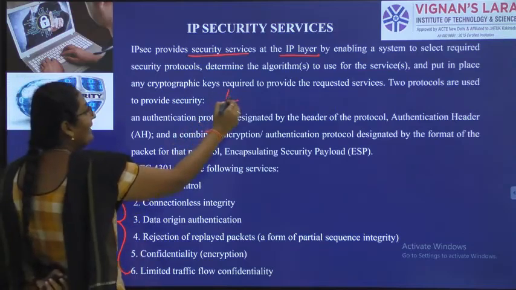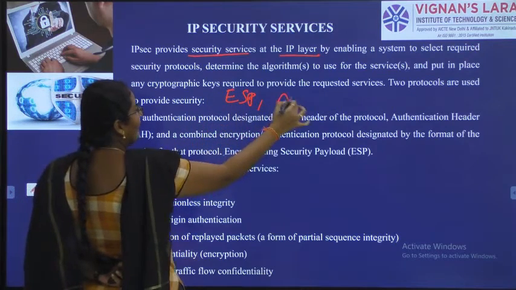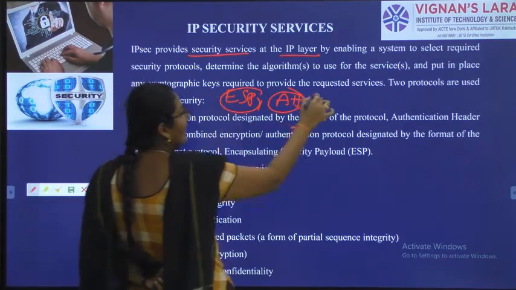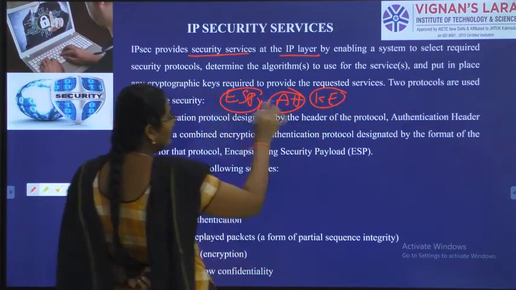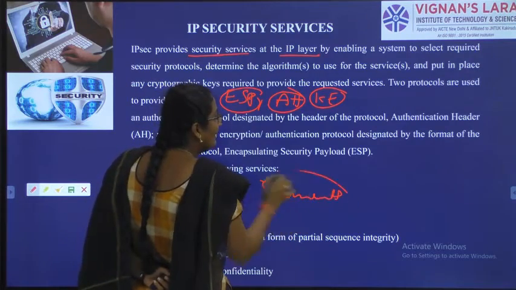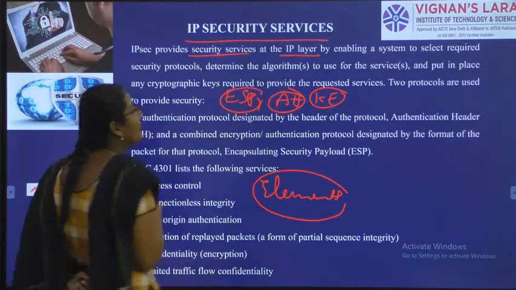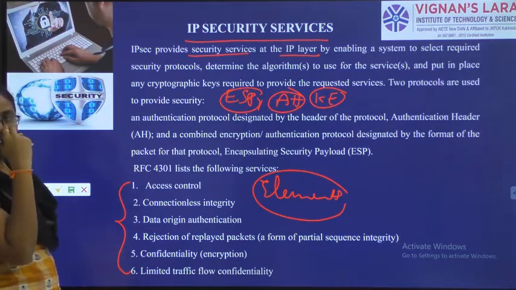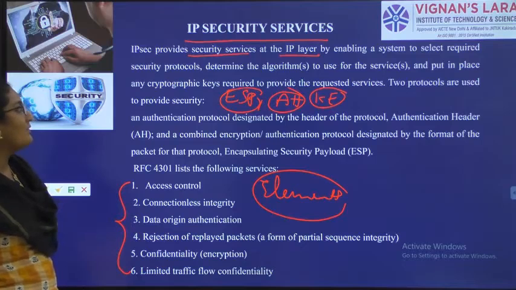See, we have encapsulating security payload, we have authentication header. These two are elements of IPsec, and we have key exchange also. So these three are elements of IPsec. So elements of IPsec will provide some services of IP security. So IP security will provide some services at IP layer. IP layer is nothing but network layer.